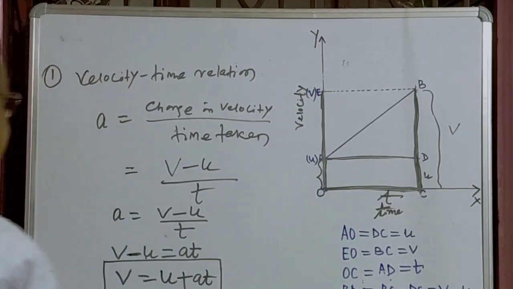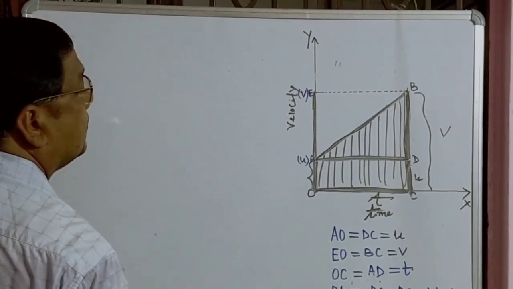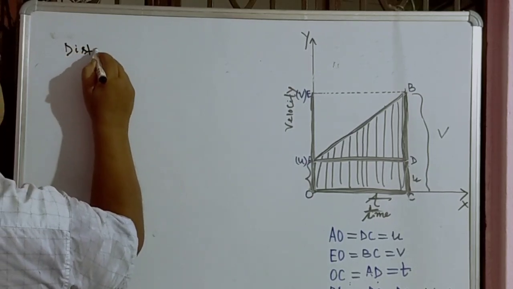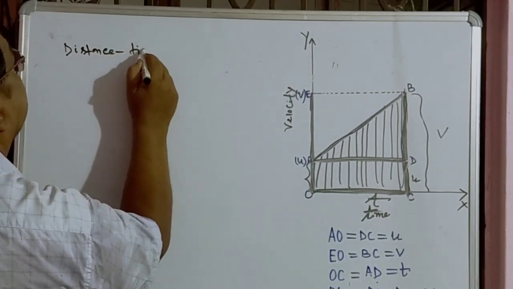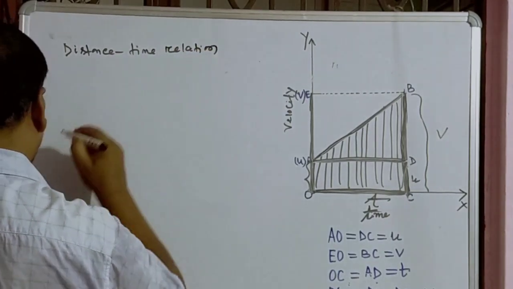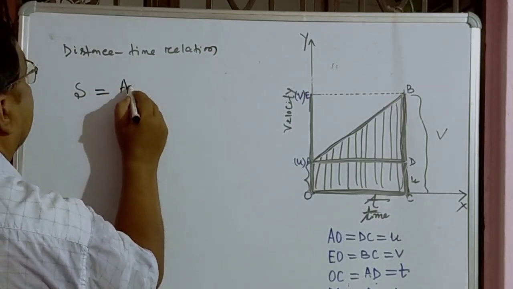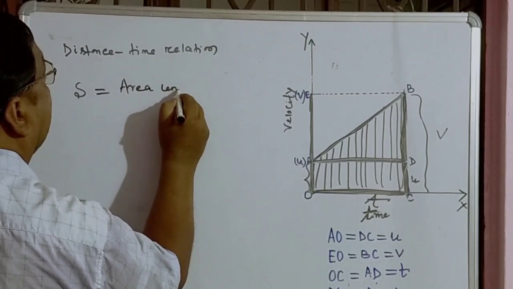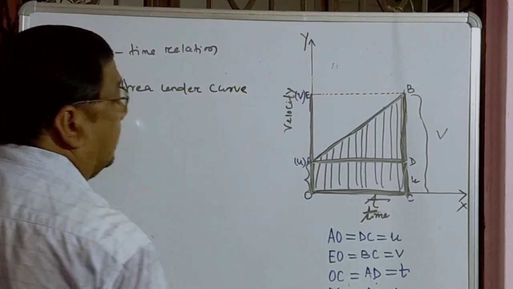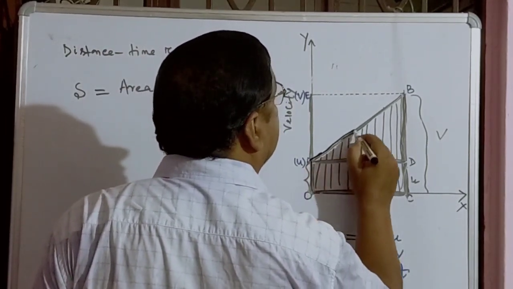Then the second one. Now we will derive the second equation of motion, that is the distance-time relation. We know that distance is equal to the area under the curve. What is the area under this curve? This area.